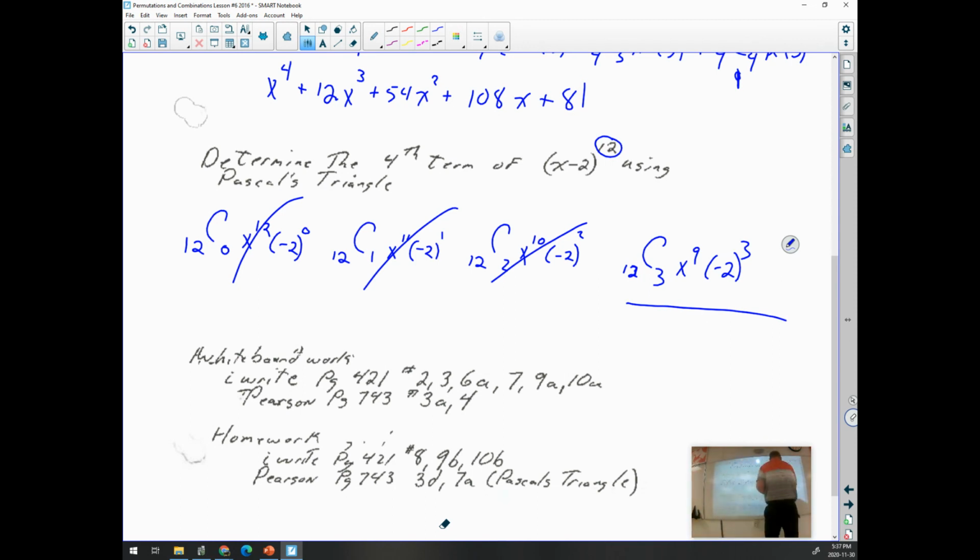So 12 choose 3 is 220. Negative 2 cubed is going to be negative 8, and the x to the 9. So multiply 220 by negative 8. Our fourth term in this particular expansion is negative 1760x to the power of 9. You would never ever see me expanding x plus y or x minus 2 to the power of 12 using any other method than Pascal's triangle. I will see you tomorrow in class.